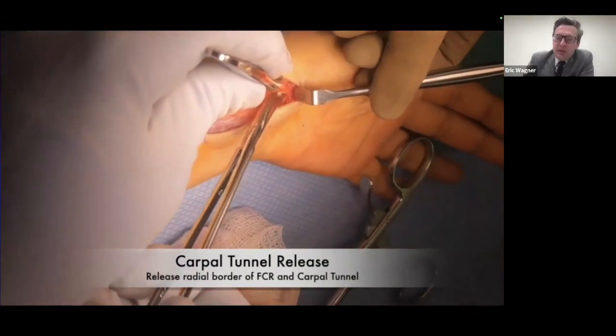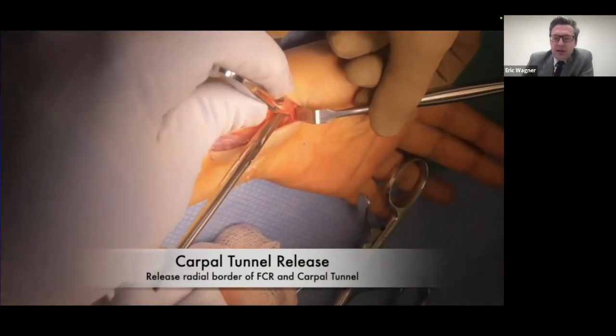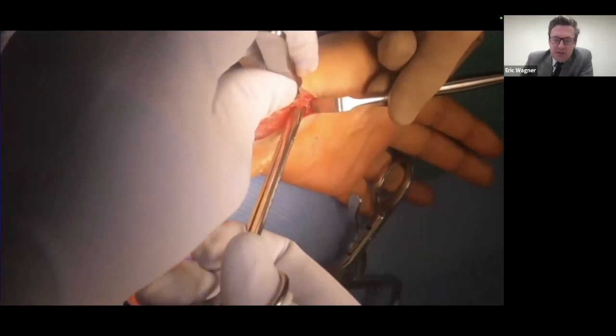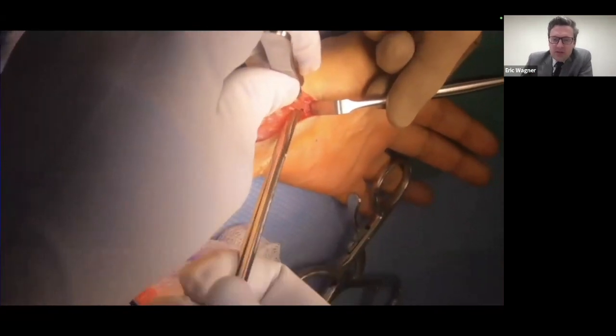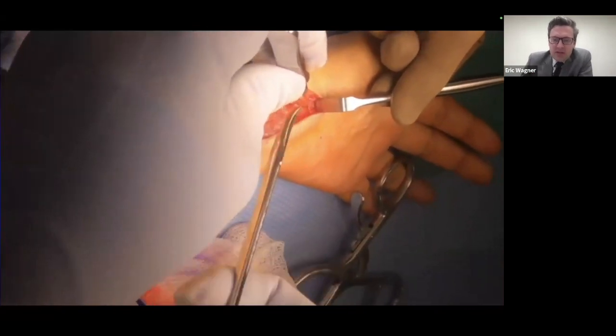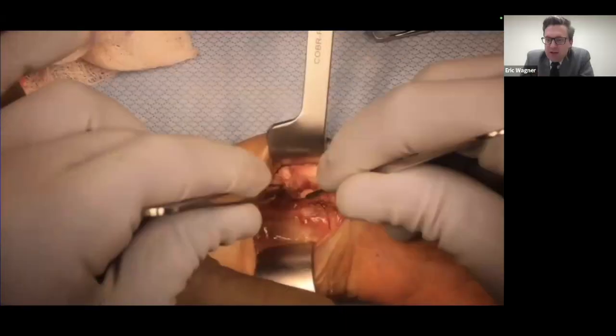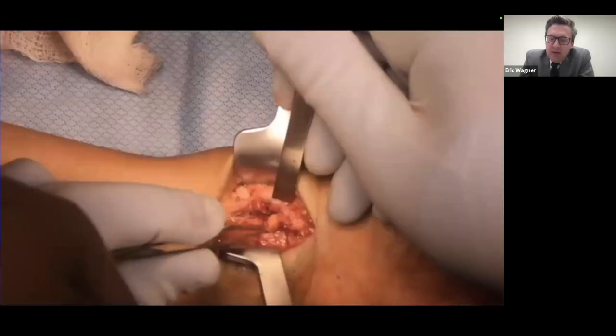I do like this carpal tunnel release. Jeff Yao and others have shown that potentially this could help with acute carpal tunnel syndrome, and maybe even help with some of the CRPS that we see. I do this either with a knife or with tenotomies. And then ultimately I expose my actual fracture itself.